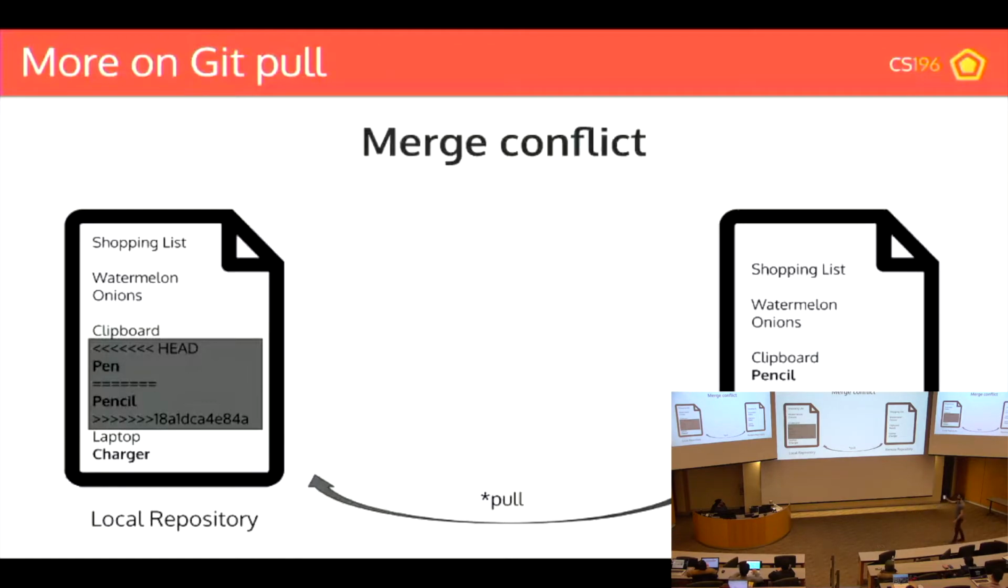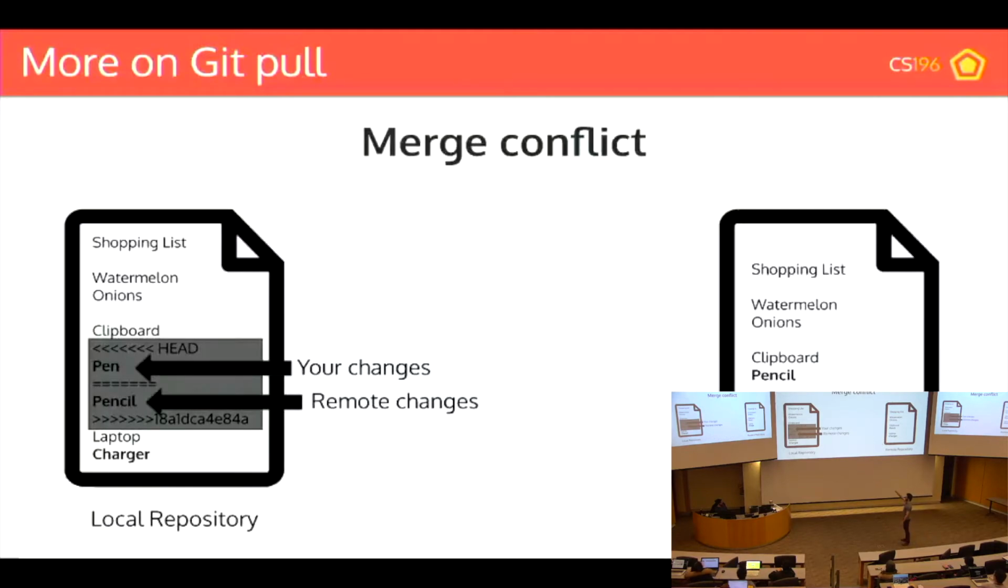Well, the way that we can read this little cryptic thing that Git put in our code is we can first notice that the one on the top is your changes. Pen is what I originally put in my local repository. And then the one on the bottom, pencil, this is what we pulled in from the remote repository. This is what Rohan ended up adding to the shopping list.